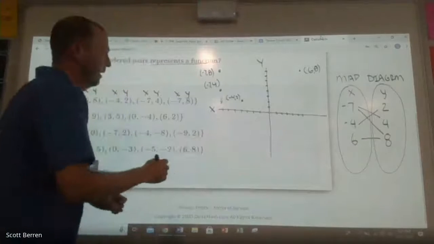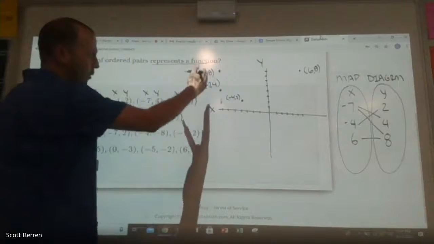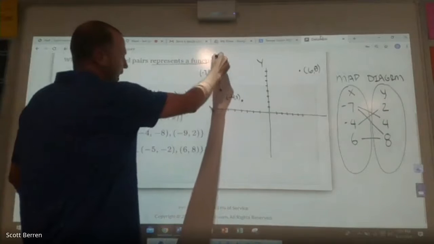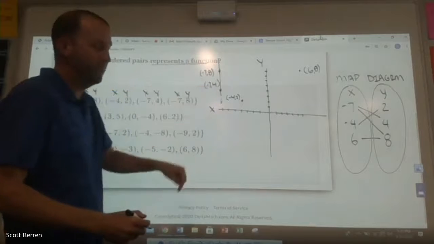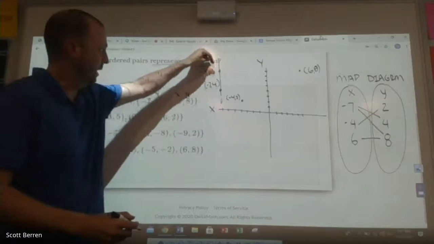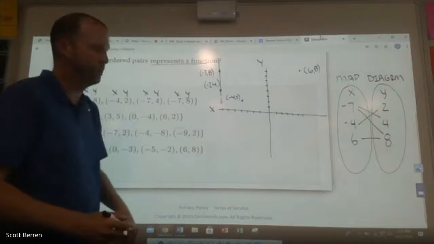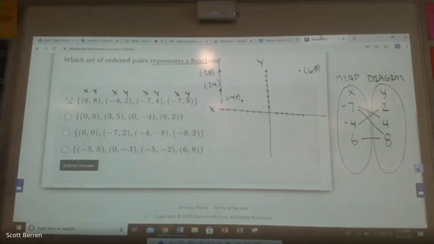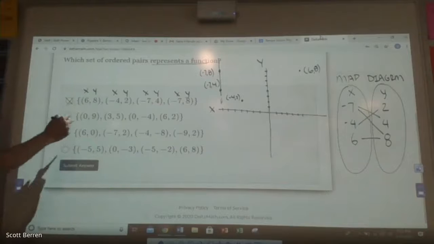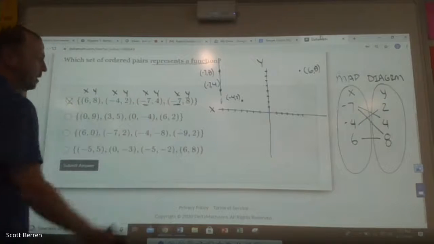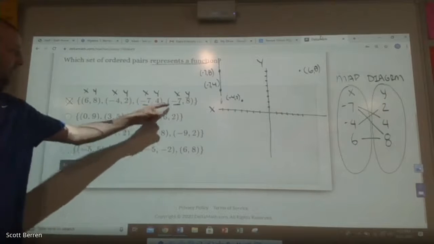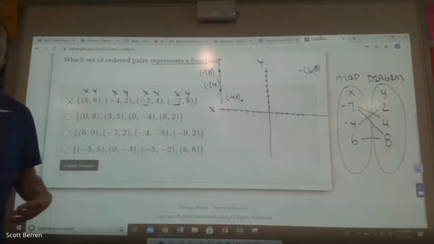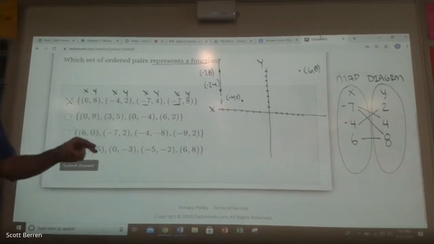Here's another way that you can tell. It's called the vertical line test. When I graph something, if I can draw a vertical line, an up and down line, through 2 of the points, it is not a function. So I can draw a vertical line right through two of those points, not a function. And here's a third way that you can tell. -7 repeats. If I've got a number on the x value that repeats, it is not a function. So those are three ways to tell right there. So we know this one is not correct.